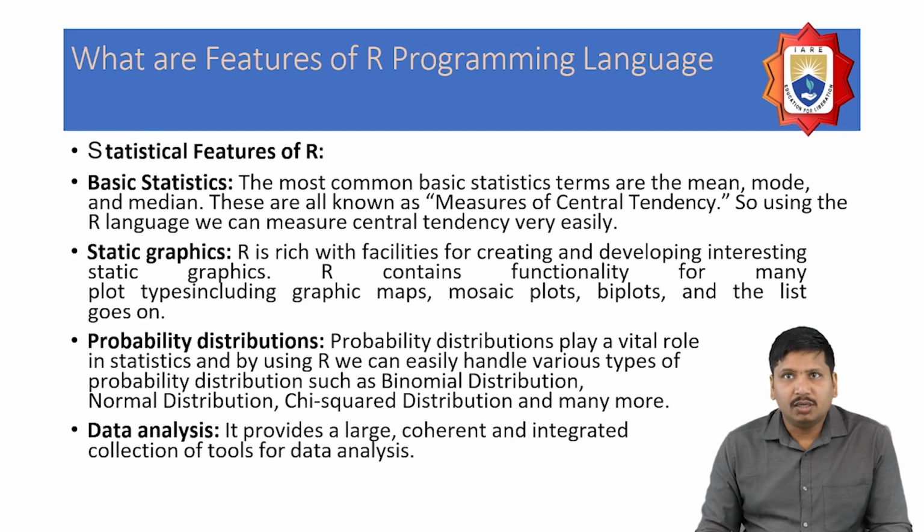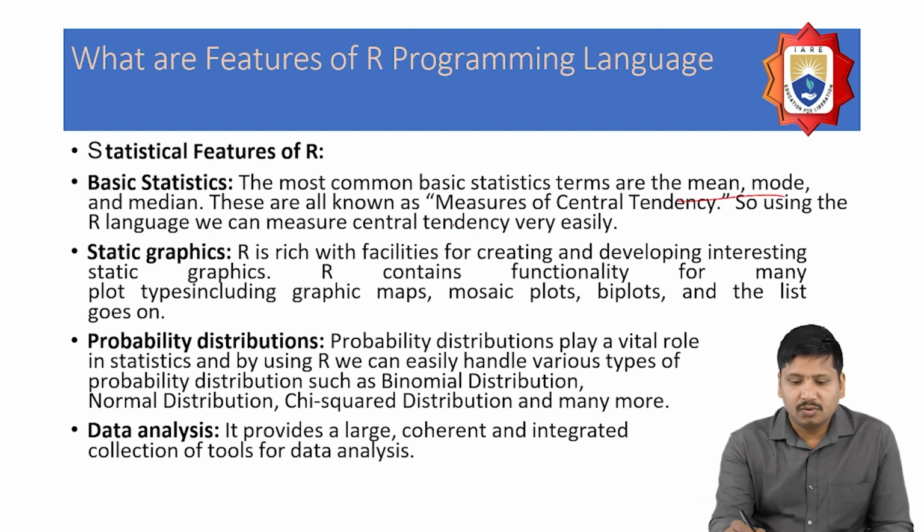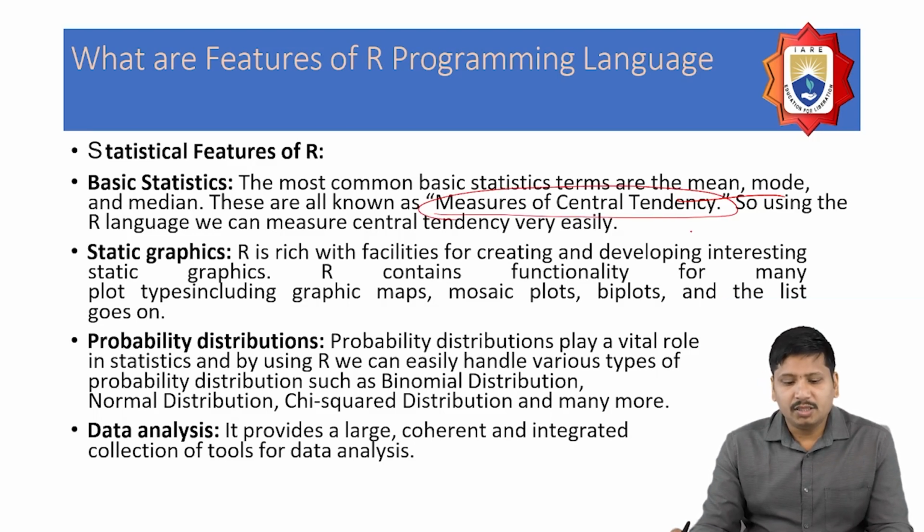So some of the most basic statistics terms are mean, mode, and median. These are also known as measures of central tendency. So mainly R programming is going to be used to evaluate this kind of measurement. And the second one is static graphics.